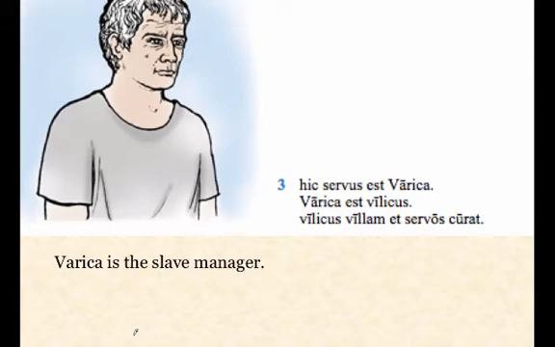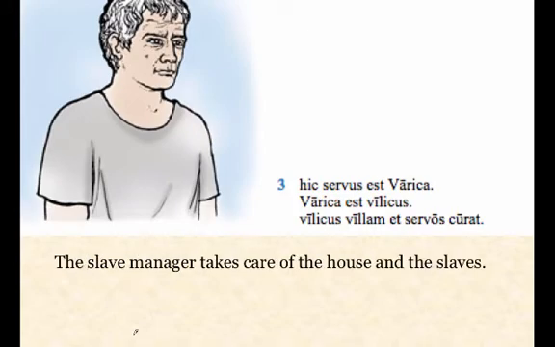Varica est villicus. Again, this sentence is exactly the same structure as the first sentence you ever learned in Latin. Caecilius est pater. Caecilius is the father. Varica est villicus. Varica is the slave manager. Villicus villam et servos curat. The slave manager takes care of the house and the slaves.